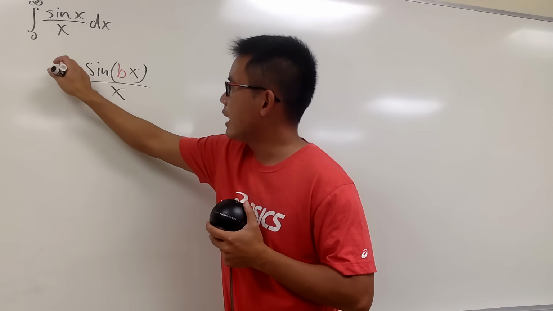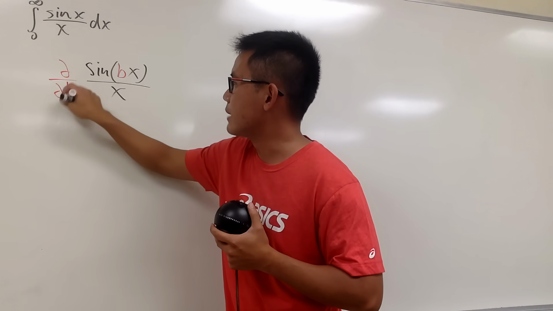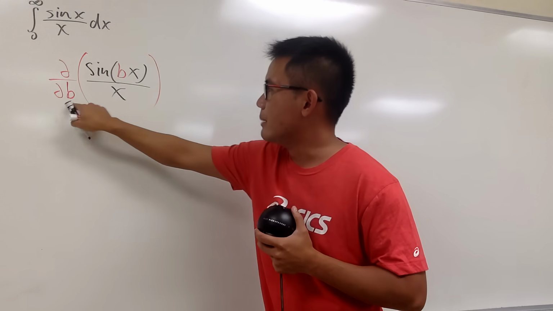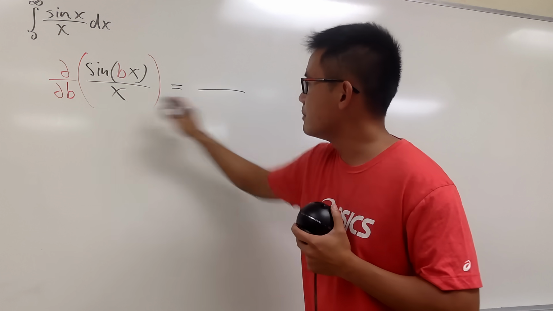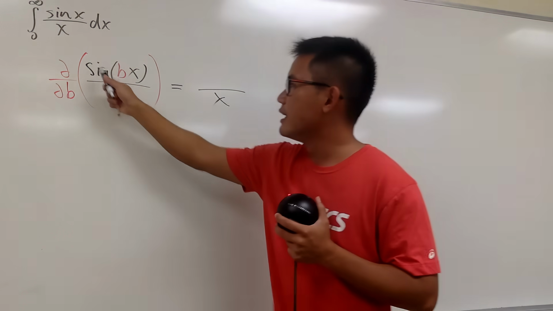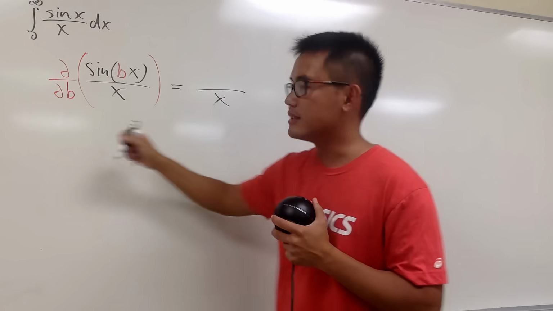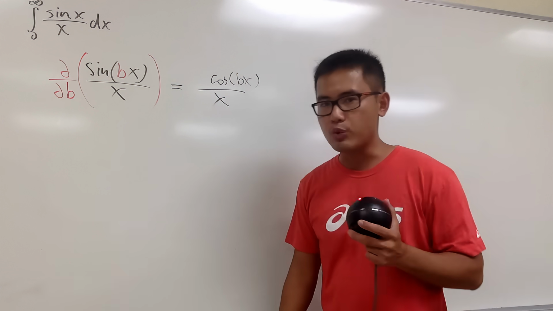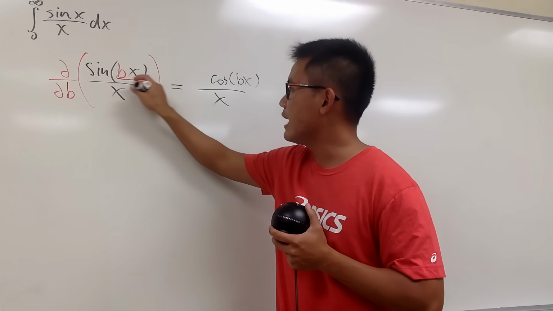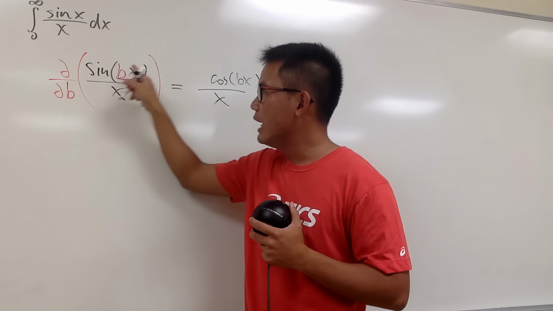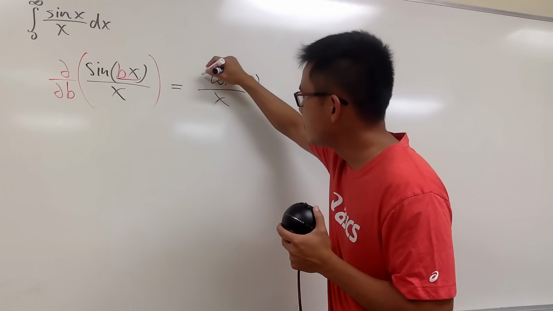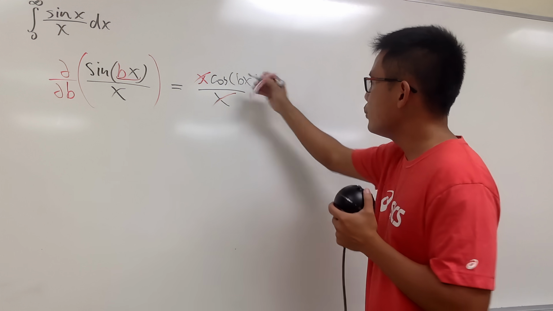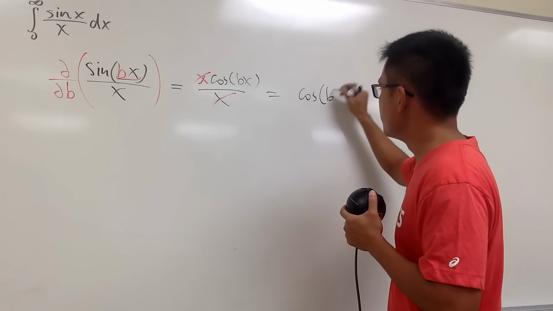Let's do the partial derivative with respect to b. If I'm looking at this in the b world and differentiate, the bottom stays the same, and to differentiate sine of bx, the derivative of sine is cosine, and the input stays the same, which is bx. Now here's the chain rule part. We have to multiply by the derivative of bx in the b world. x is the constant, so we multiply by x. As you can see, this x and that x cancel, and we're just left with cosine of bx.